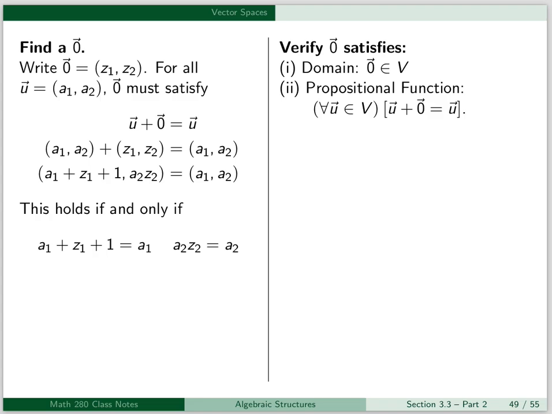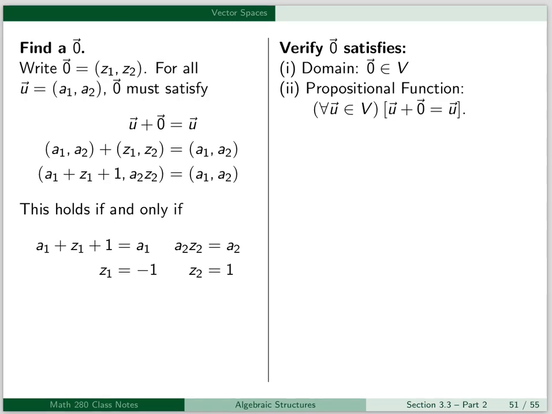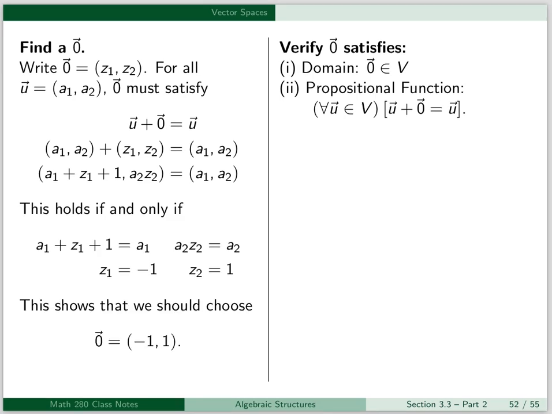Now in the first equation, we can cancel the a1s and solve for z1 to get z1 is negative 1. In the second equation, we can again cancel the a2s and we'll get z2 is equal to 1. So z1 is minus 1, z2 is 1, and this shows that we should choose for our zero vector the ordered pair negative 1, 1.